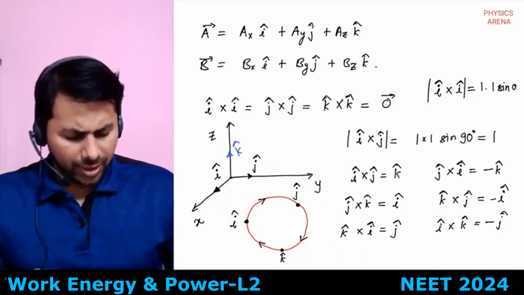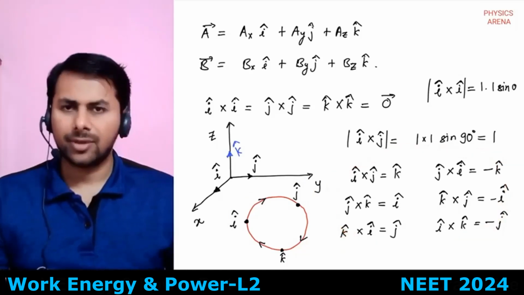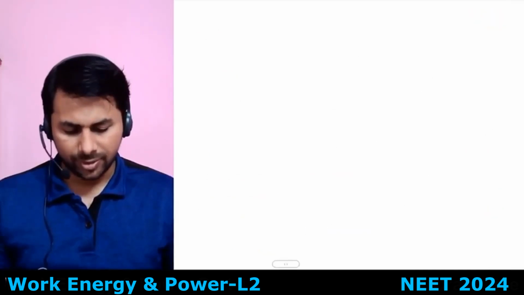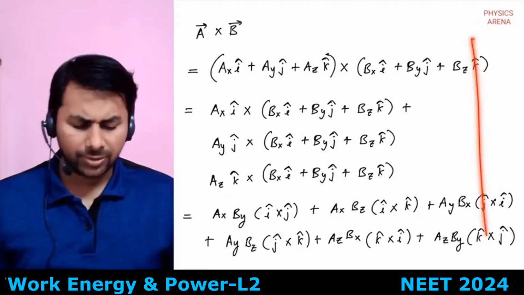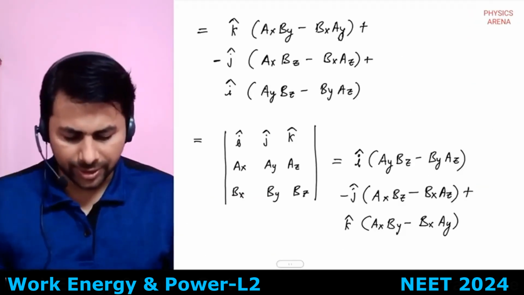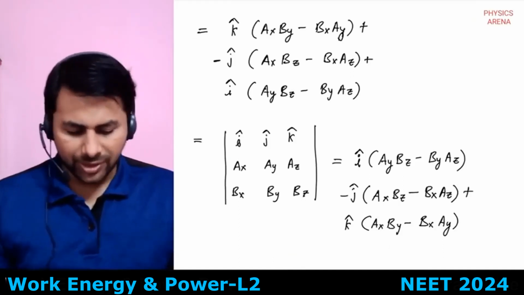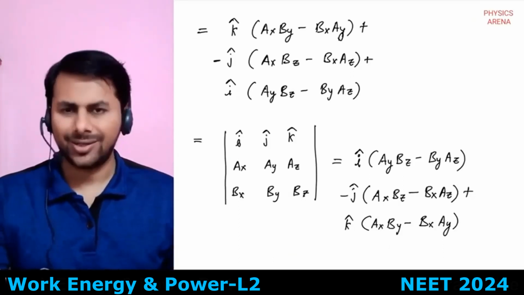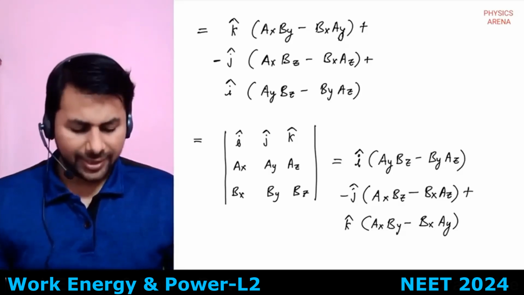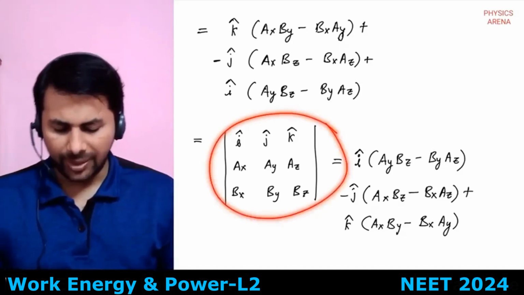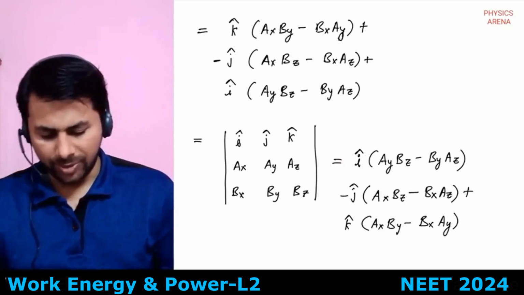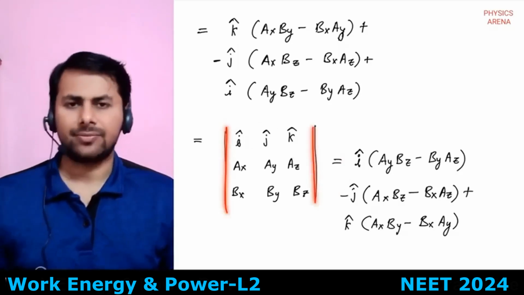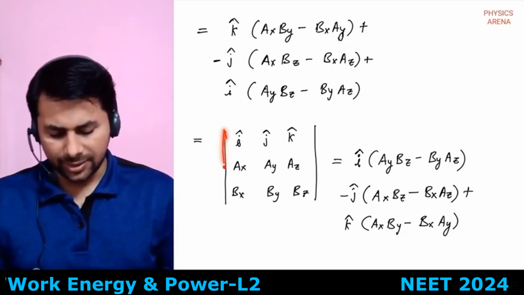So if we use all of this, and if we find the vector product of a bar and b bar, what do we get? We'll have to do a lot of calculation. The derivation is part of the NCERT syllabus, but in NEET, we just have to remember the final formula. And the final formula comes out to be like this. It's a determinant.